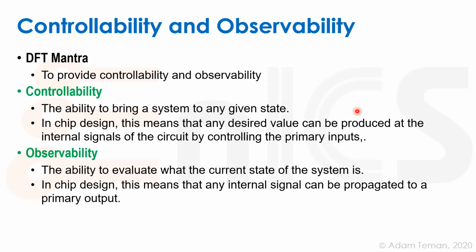Okay? Observability means the ability to evaluate what the current state of the system is. In chip design, that means that any internal signal can be propagated to primary output. Again, we have that chip in our hand. All we can do is look at the output pins. That's our whole observability. And this is a real problem.